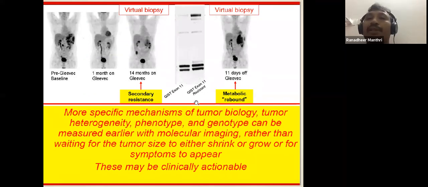1 month on Gleevec, you are seeing response. 14 months, again you are seeing the lesion. So secondary resistance, that is exon resistant. So there is an exon, GIST exon 11 and exon 11 resistant.